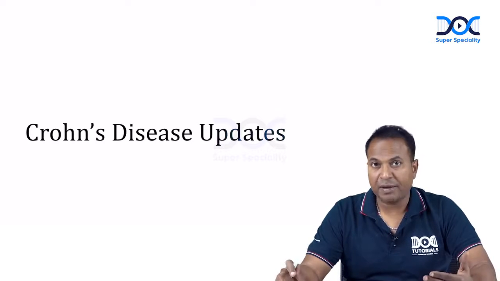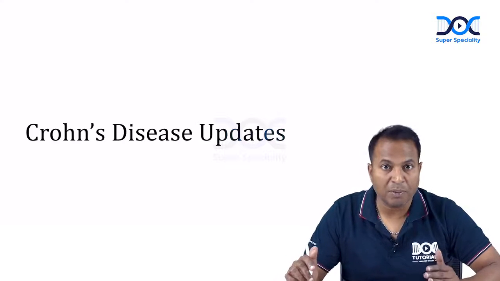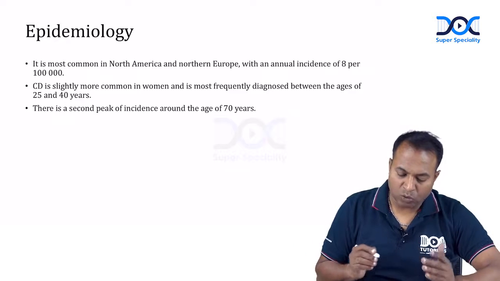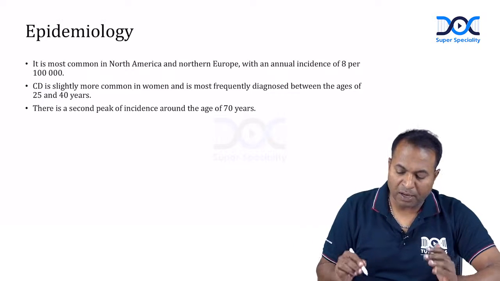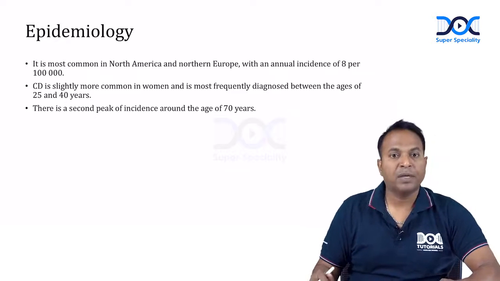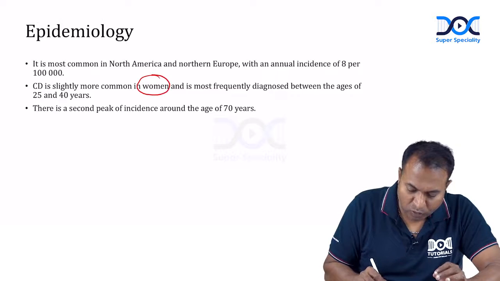So I am just taking up the Crohn's disease update in this section. Along with the Bailey and Love small bowel updates, I am adding the Crohn's disease updates. It is most common in North America and North Europe with an annual incidence of 8 per 1 lakh. Crohn's disease is common in women. Please don't forget it, it's common in women.